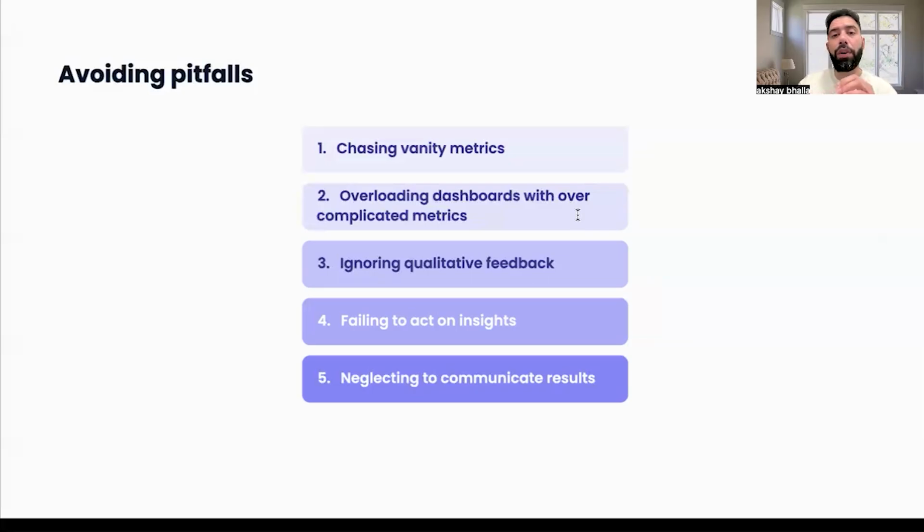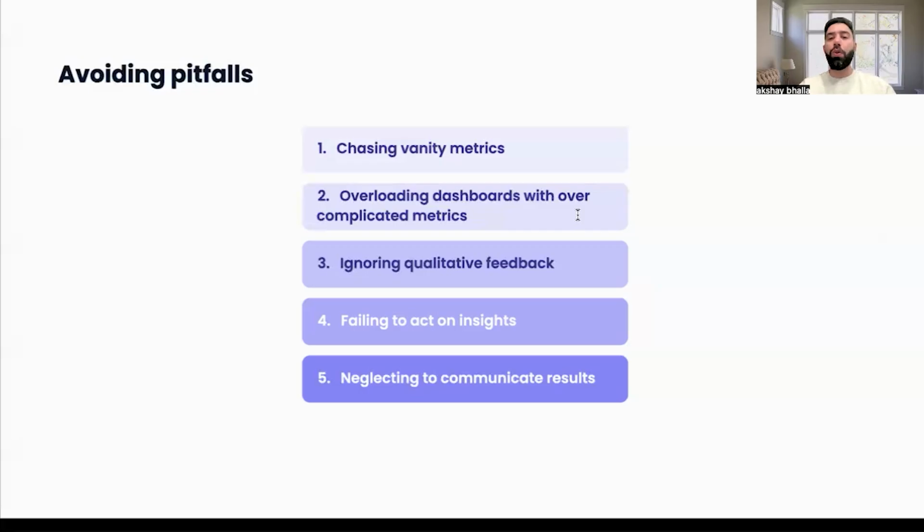Instead, focus on the handful of key metrics that reflect the most critical aspects of your product's performance and user impact. Again, I can't insist on this enough. Always work back from your user needs and the value that you're trying to provide to the user. Keep it simple and actionable, and your team will really thank you for it.